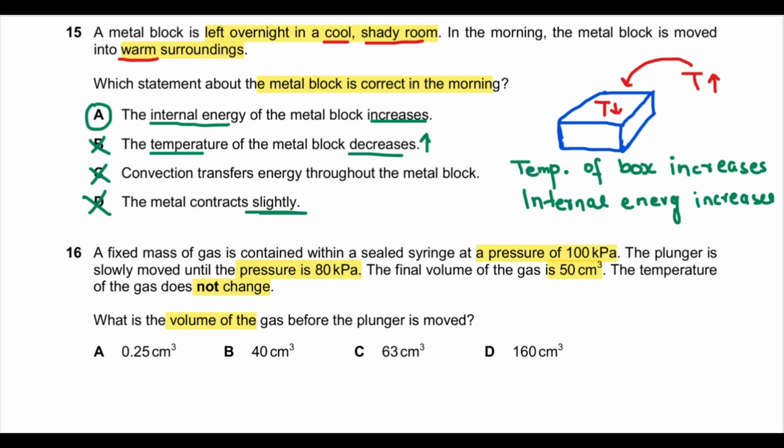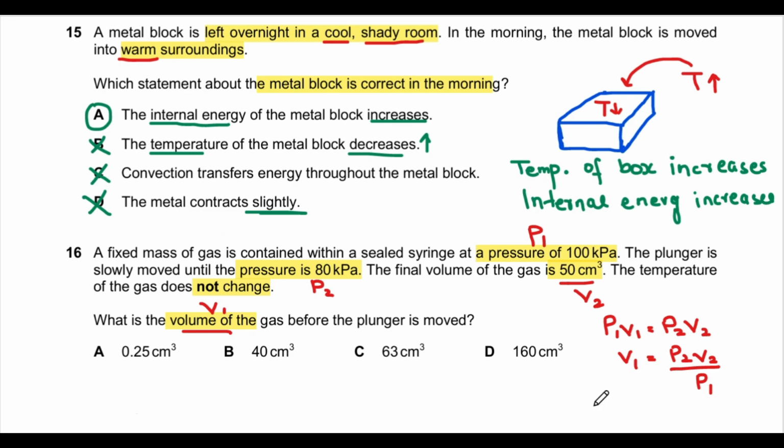So initially the pressure is 100 kilopascal, so let me call it P1. And after it the pressure changes to 80, let me call it P2. The final volume is 50, so it's V2, and we have to get the initial volume, that means V1. The temperature is not changing, so we can use Boyle's law, which says PV is constant. So P1 V1 is equal to P2 V2. If I want to get V1, I'll rearrange it and it would be P2 V2 over P1.